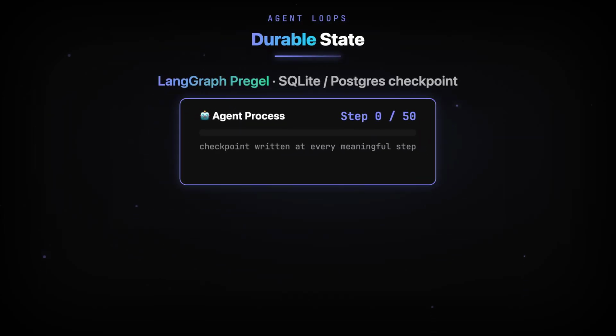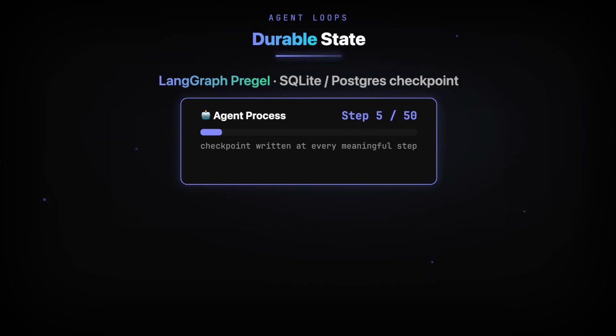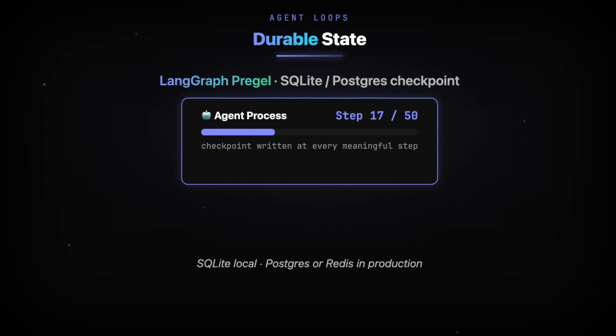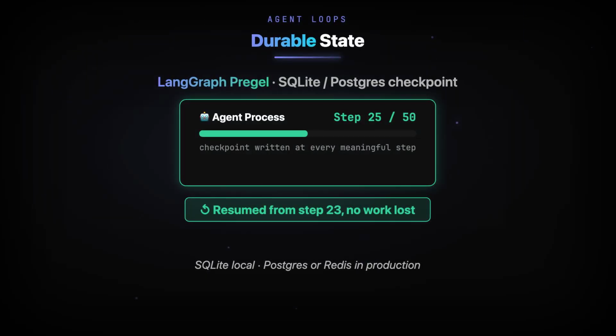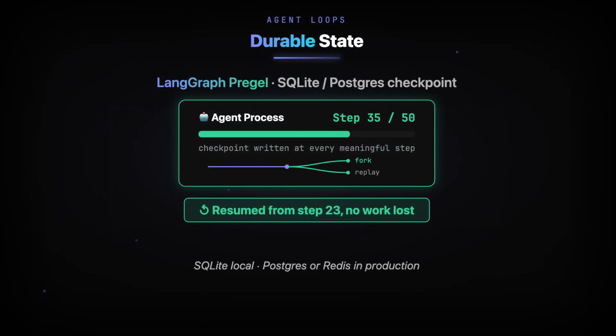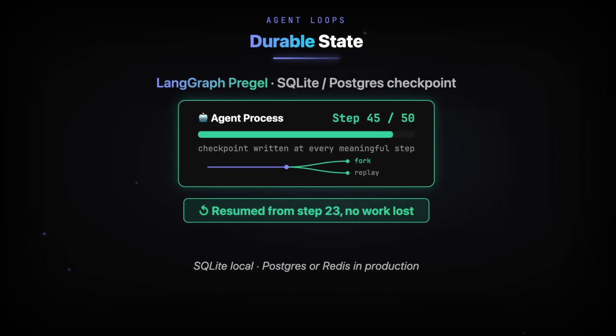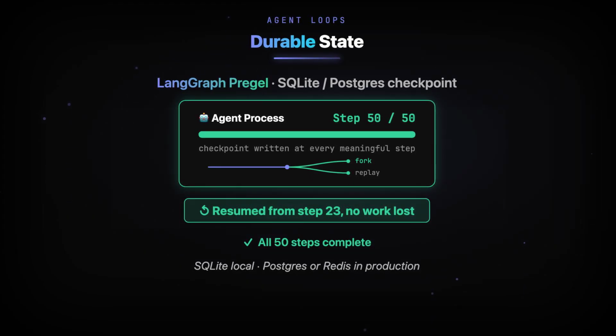LangGraph implements this with a Pregel model. At every node transition, state gets written to a persistent store. SQLite for local, Postgres or Redis for production is fine. Process dies at step 23 out of 50, you resume from step 23, and you can load any checkpoint, modify state, and fork execution from that point. That's your debugging primitive for multi-hour runs.